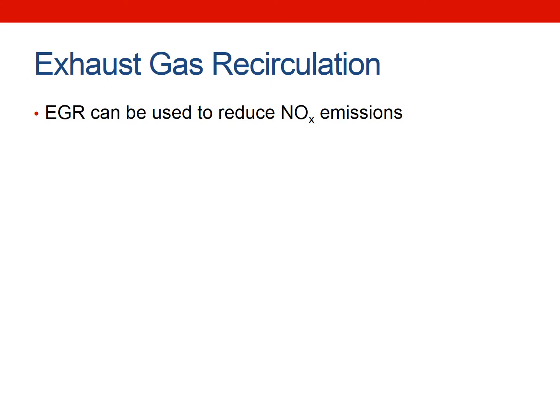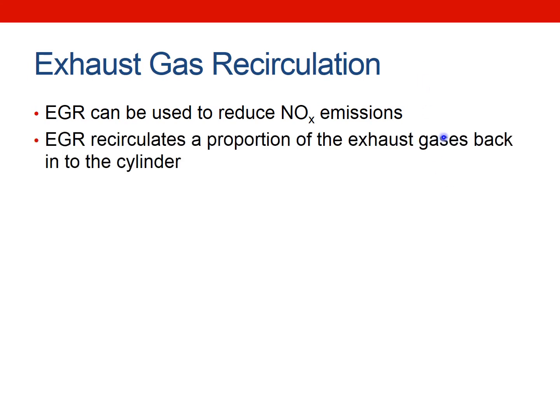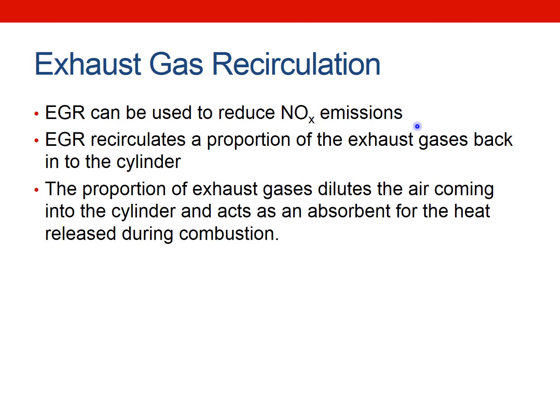One other way that can be used to reduce NOx emissions as opposed to the SCR is EGR, or exhaust gas recirculation. What EGR does is it basically recirculates a proportion of the gas back into the cylinder. So all the exhaust products have gone out, they literally come back into the cylinder. That can be done externally or internally. Externally, you've physically got a pipe which connects the exhaust manifold to the inlet manifold, or internally you can use the valve timings to achieve that.